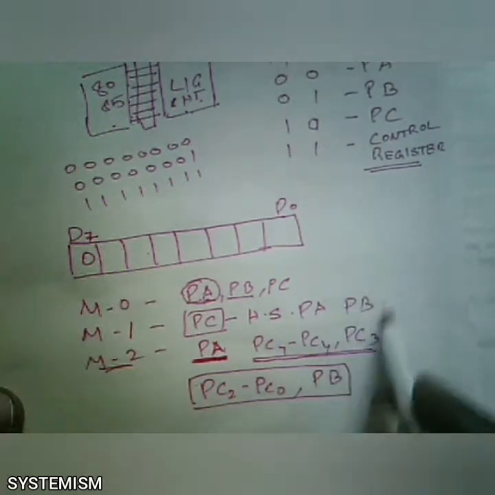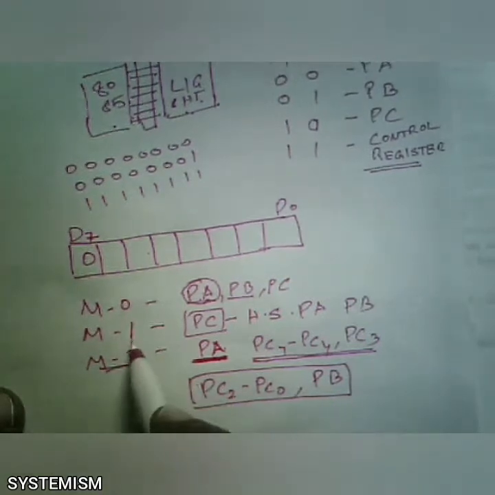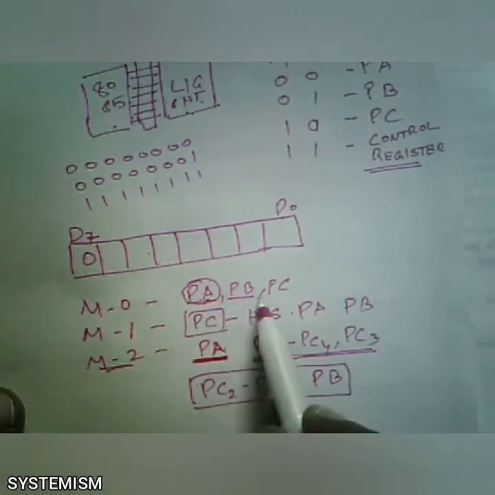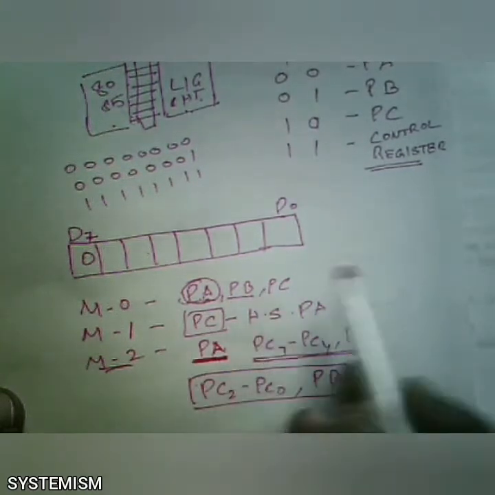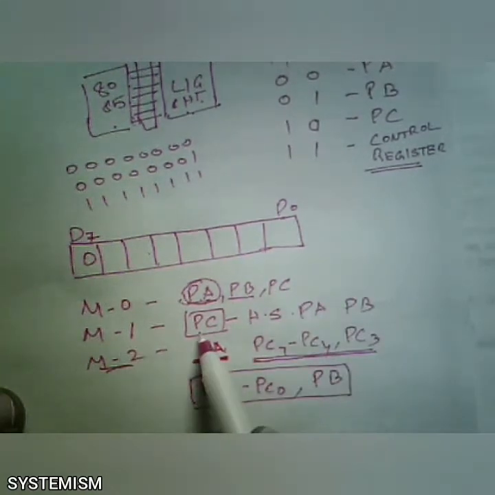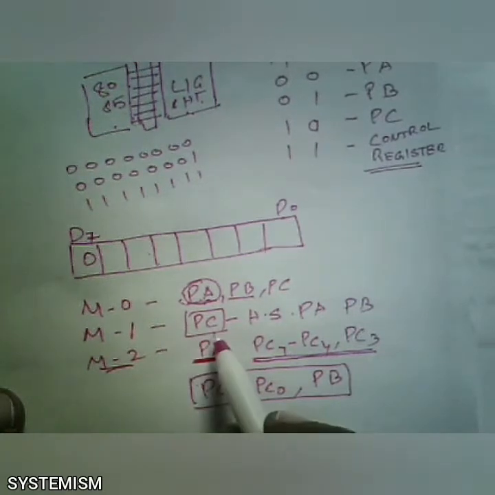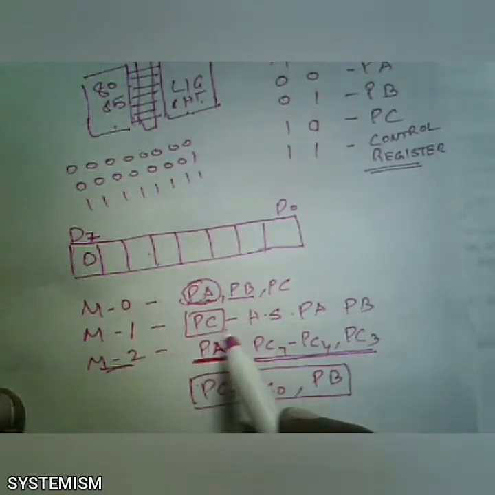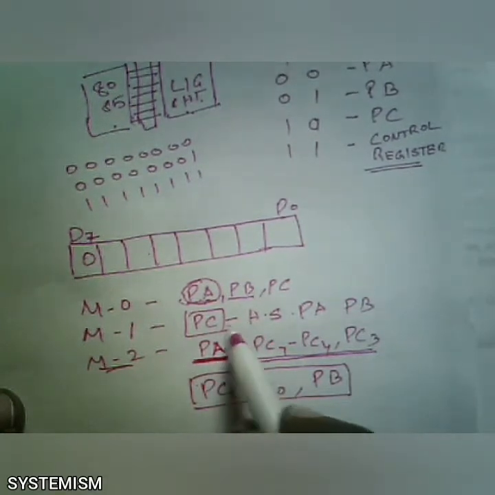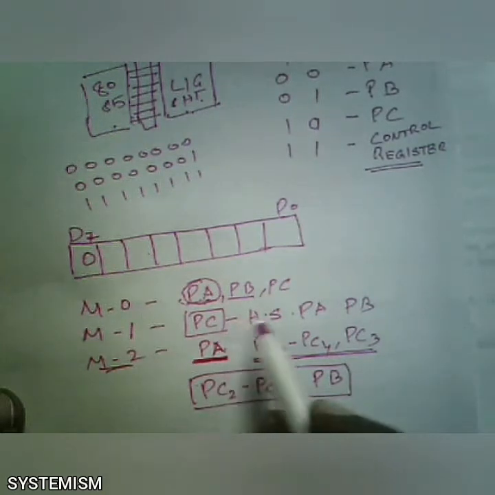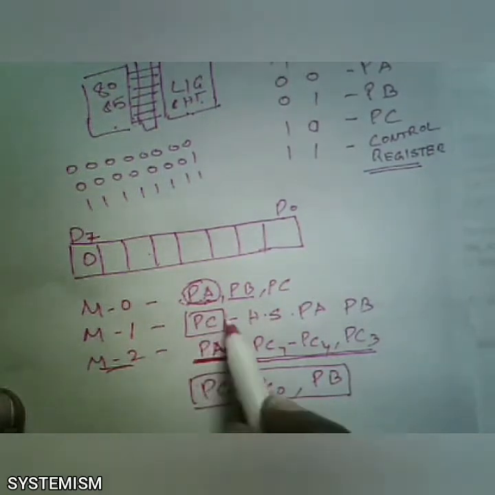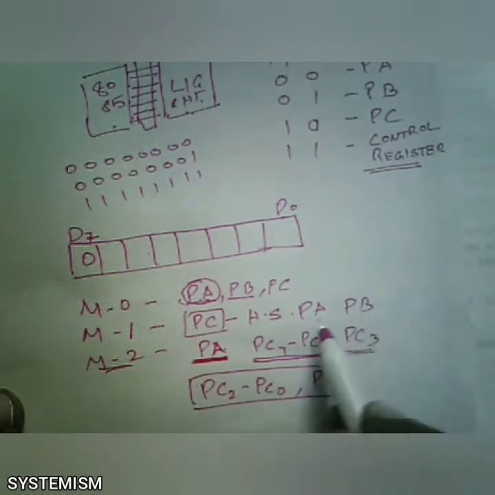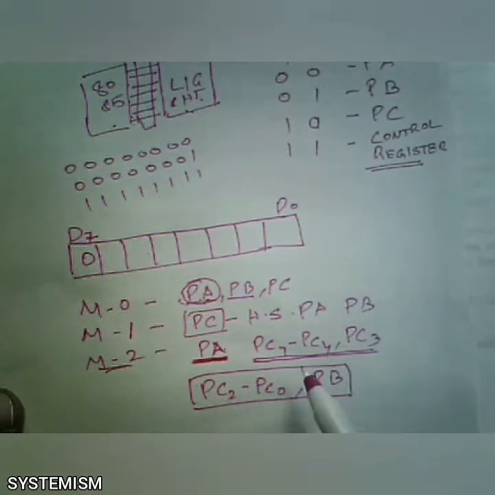Okay, so this is your mode 0, mode 1 and mode 2. This is your simple input output mode, so all these ports can be used for input output operation. This is the input output mode with handshake. That means you have to have a handshake also. Handshake means mutual understanding between the microprocessor and the IO device. That is done by your port C. The next two ports are used for the normal input output operation.